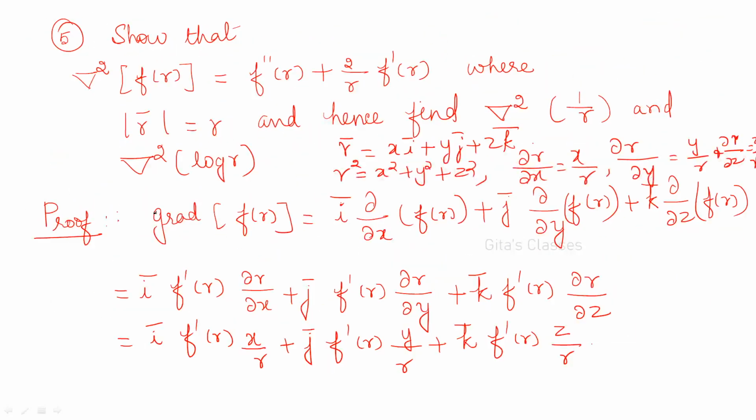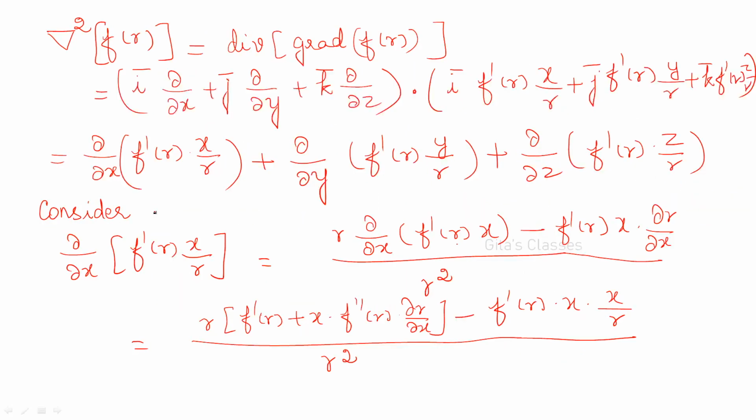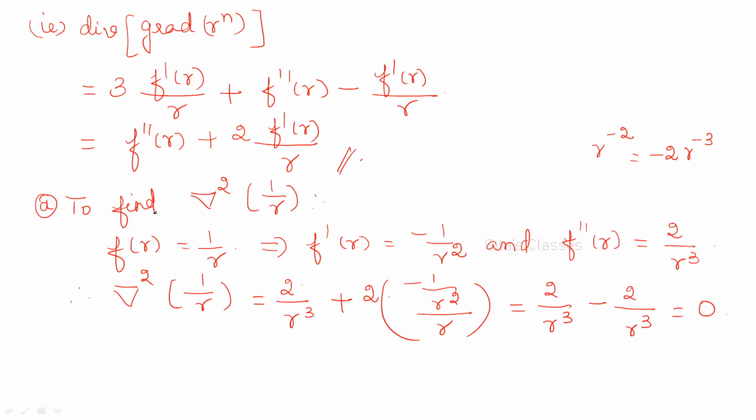In the question what is it given? Also hence find del squared of 1 by r and del squared of log r also. So del squared of 1 by r. So in the place of f of r we have 1 by r. So let us find out what the formula is. Divergence of grad of r power n. Always remember del squared is divergence of grad of a scalar point function. So here del squared of 1 by r, it is f of r.